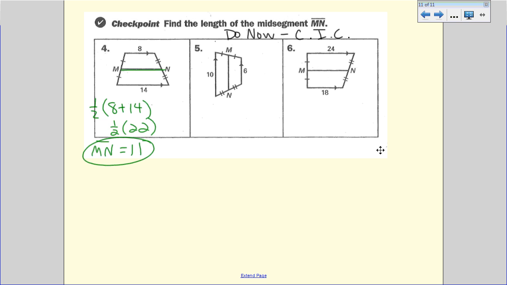Pretty quick lesson here, guys. I know I went a little fast, so you probably have to pause to fill some of this stuff in. But this lesson fits quite nicely from what we know about mid-segments of triangles, as we're able to apply it to these trapezoids. I hope you guys have a great evening, and we'll see you in class.